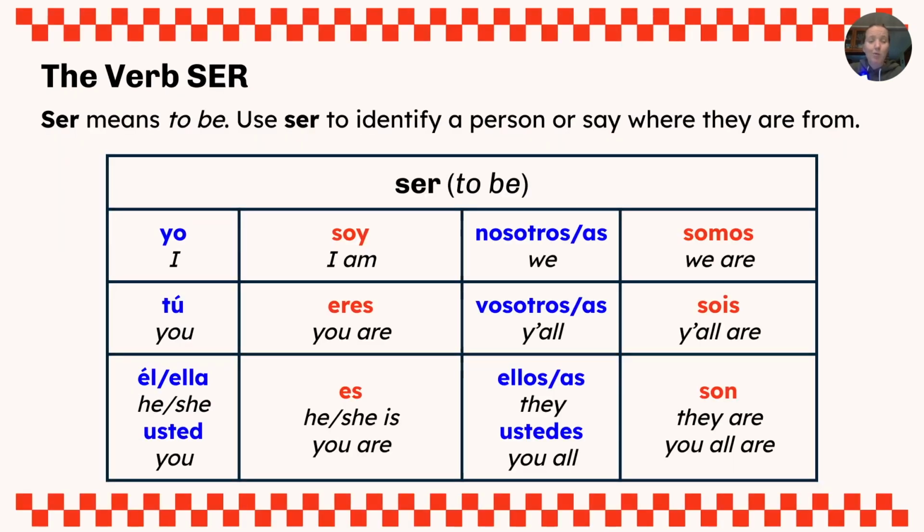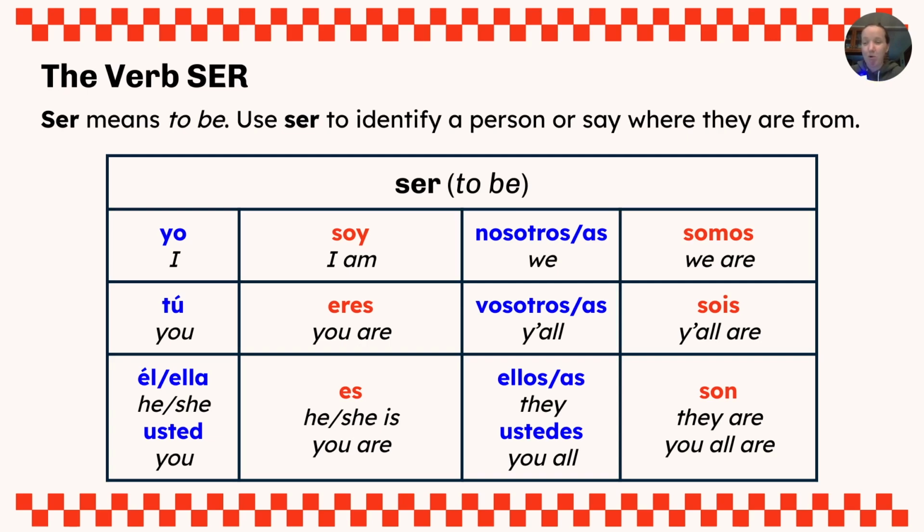So our subject pronouns work with our verb ser. The verb ser means to be. We use ser to identify a person or to say where they are from. We also use ser to say what somebody is like. Our verb ser is what we call an infinitive. This means that it does not have a tense and you do not know who is doing the action. It just means to be. Who is being? We don't know. When are they being? We don't know. Ser is our infinitive.